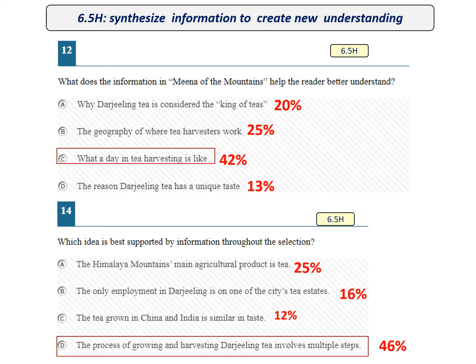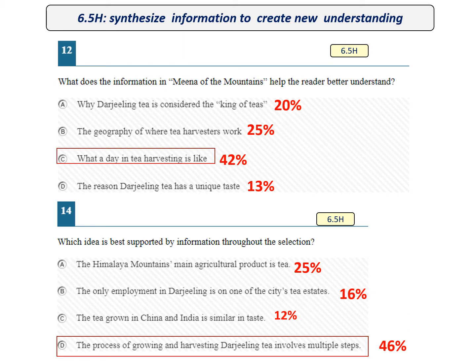Let's look at question 14 next. Which idea is best supported by information throughout the selection? The answer is D. The process of growing and harvesting Darjeeling tea involves multiple steps, and 46% of our students chose the correct answer. 25% were distracted by A, which is incorrect because there is no evidence to support that the Himalayan mountains made agricultural product.